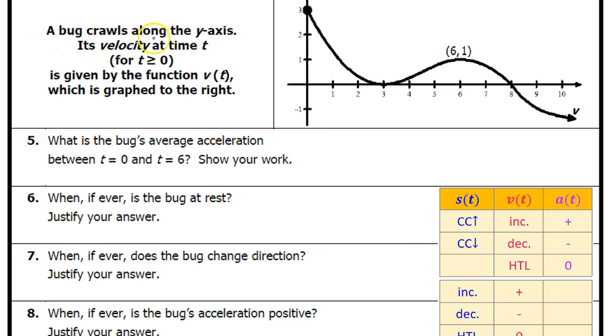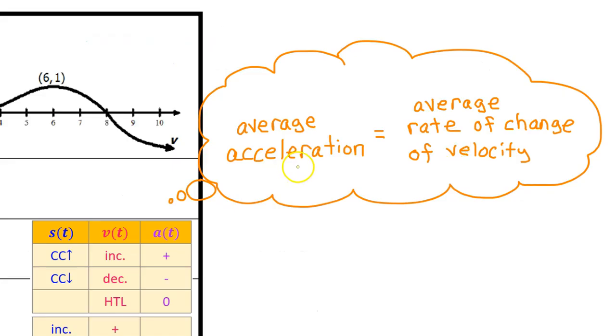A bug crawls along the y-axis. Its velocity at time t for t greater than or equal to 0 is given by the function v of t, which is graphed to the right. Number 5. What is the bug's average acceleration between t equals 0 and t equals 6? Show your work. Our thought process is acceleration is the rate of change of velocity, and average acceleration is the average rate of change of velocity.